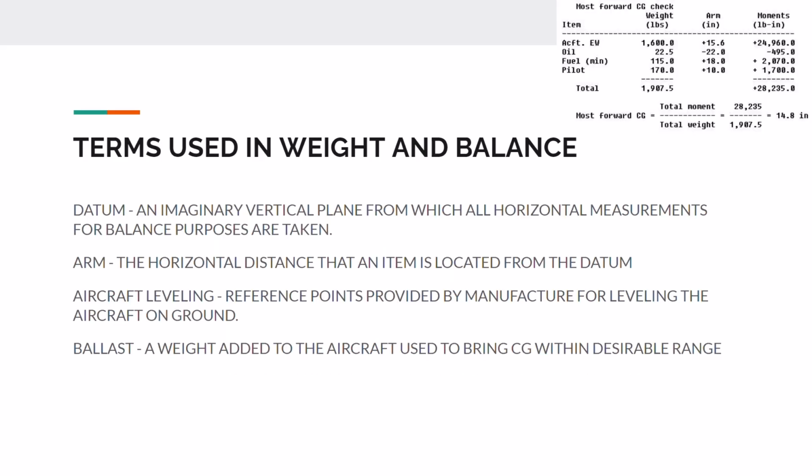Terms used in weight and balance. Datum, an imaginary vertical plane from which all horizontal measurements for balance purposes are taken. Arm, the horizontal distance that an item is located from the datum. Aircraft leveling, reference points provided by the manufacturer for leveling the aircraft on the ground. Ballast, a weight added to the aircraft used to bring the CG within a desirable range.